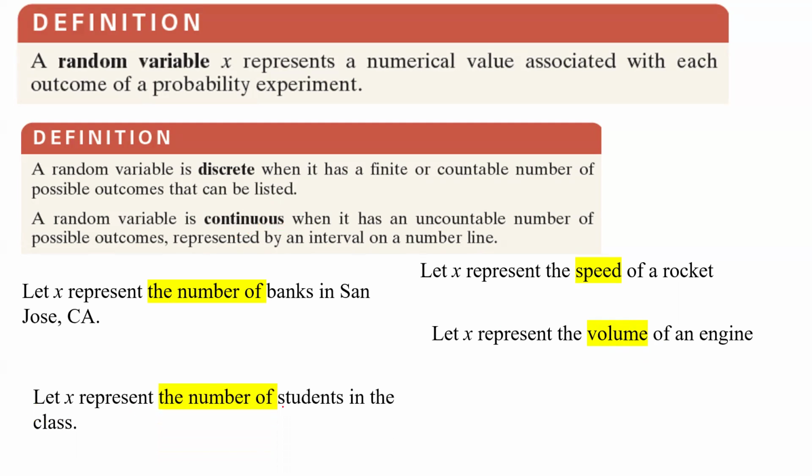Let x represent the number of students in the class. "The number of" means you have a discrete random variable. And finally, let x represent the area of a floor. The area is not countable. It's a continuous random variable.